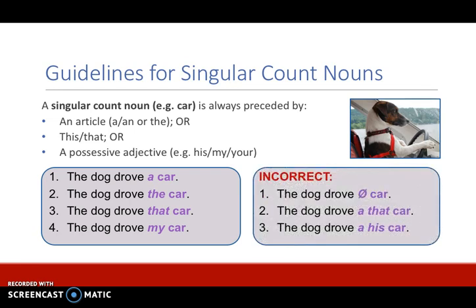These are incorrect. The dog drove car. That is incorrect to have no article. The dog drove the that car. So an article with a word like this or that does not go together. Or the dog drove the his car. So again, an article with a possessive does not go together. Those sentences are incorrect.